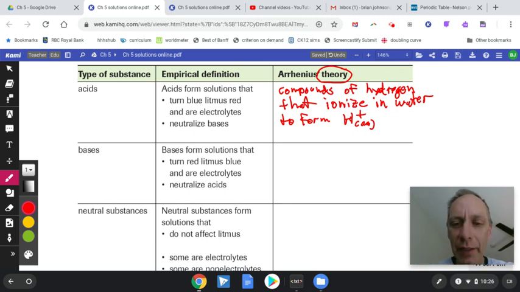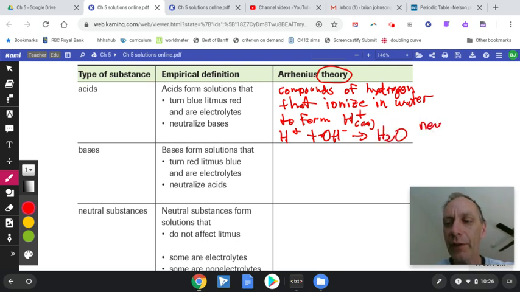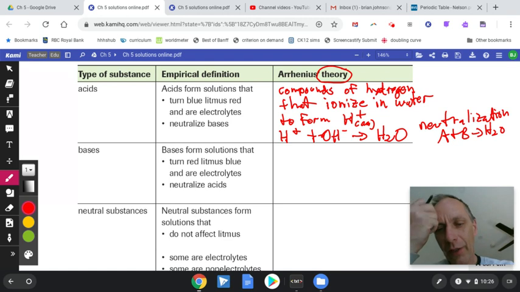And then the second thing that he said is when you have hydrogen ions, they can react with hydroxide ions to make water. And we call that neutralization. Acid plus base makes water, neutral. So that's the Svante Arrhenius theory for acids.